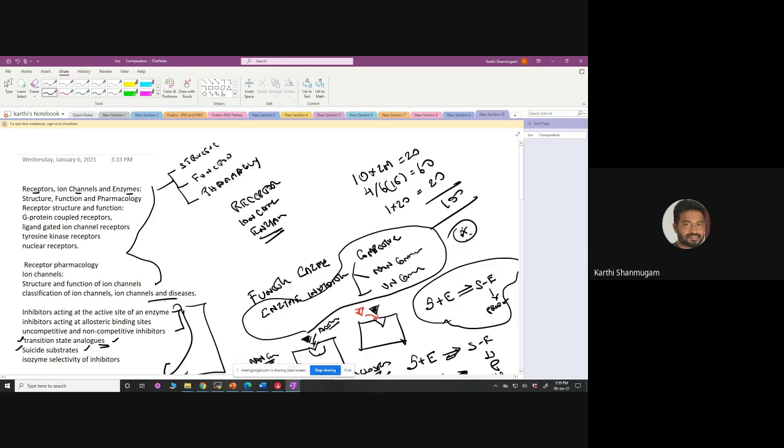You should know at least a few examples, which you can explore on your own, about which diseases are associated with malfunctioning of ion channels or malfunctioning of any superfamily of receptors, right? That you can include with this answer. That is all about the third unit.